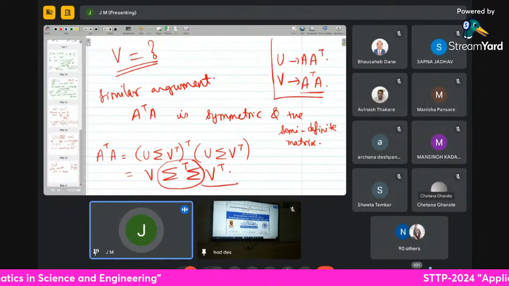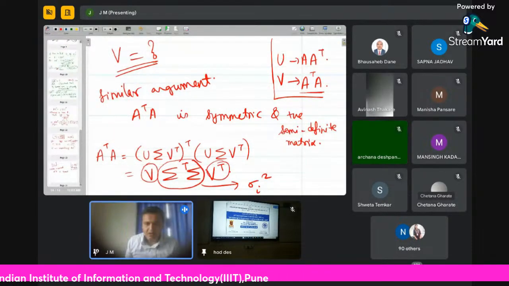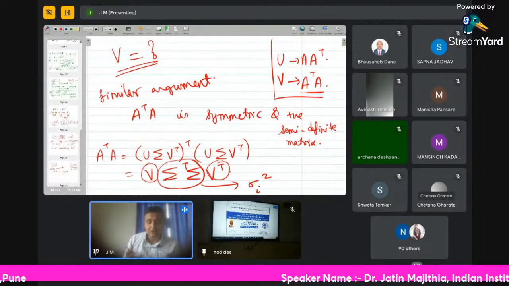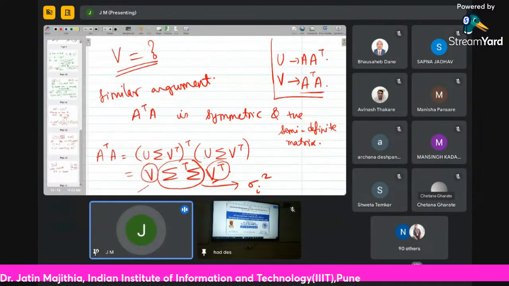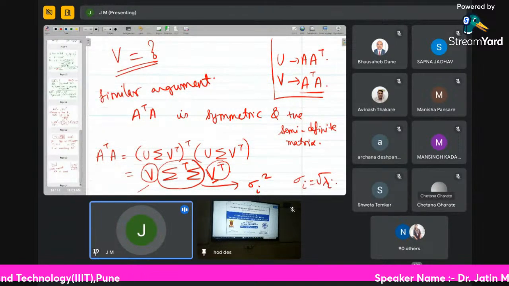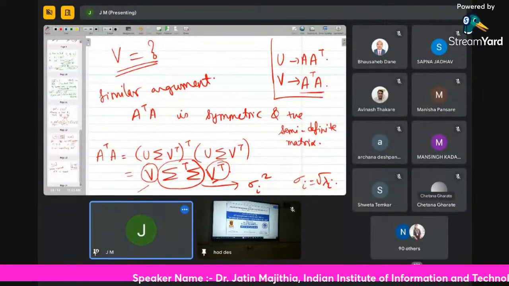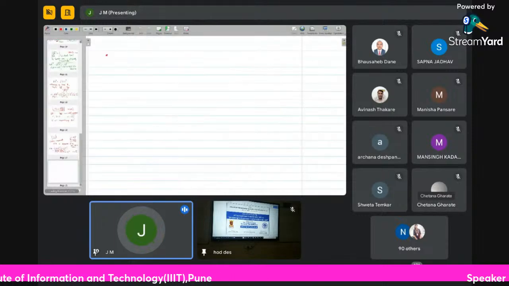This is my diagonal matrix consisting of sigma i square, and this is my orthogonal matrix. Does this exist? Yes. Again, thanks to the spectral theorem, we know that A transpose A is orthogonally diagonalizable, and therefore this V and V transpose do exist. So if you want to find V, you find A transpose A, and your job is over. That's all about it.